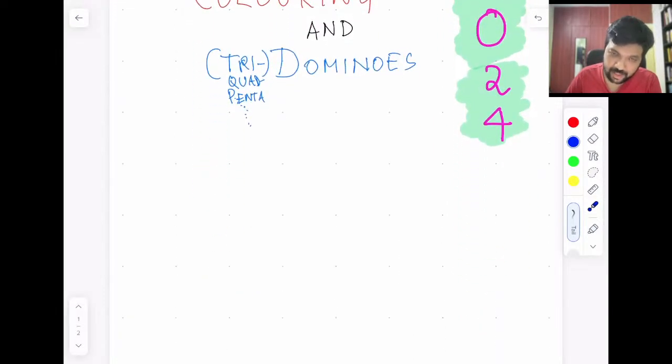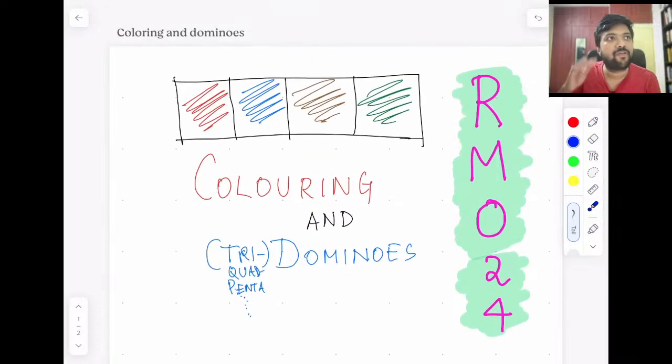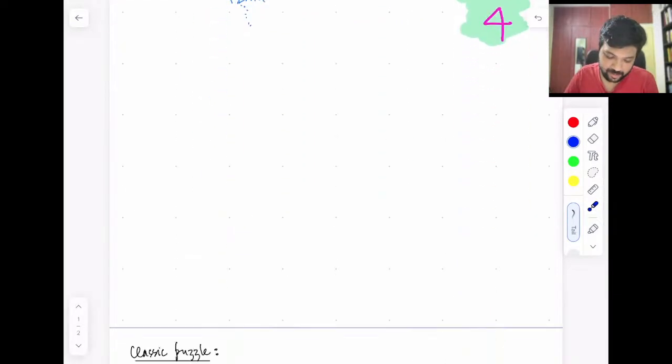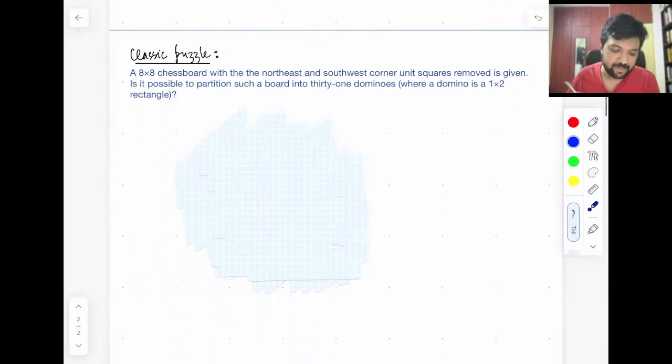Let's get started. Let me start with the classic problem. If you have never seen this before, I want to start with a classic problem, very well known. Here is the classic puzzle, the most basic one. You have an 8x8 chessboard, and the northeast and the southwest corner unit squares have been removed. This is being given to you. The question is, is it possible to partition such a board into 31 dominoes?